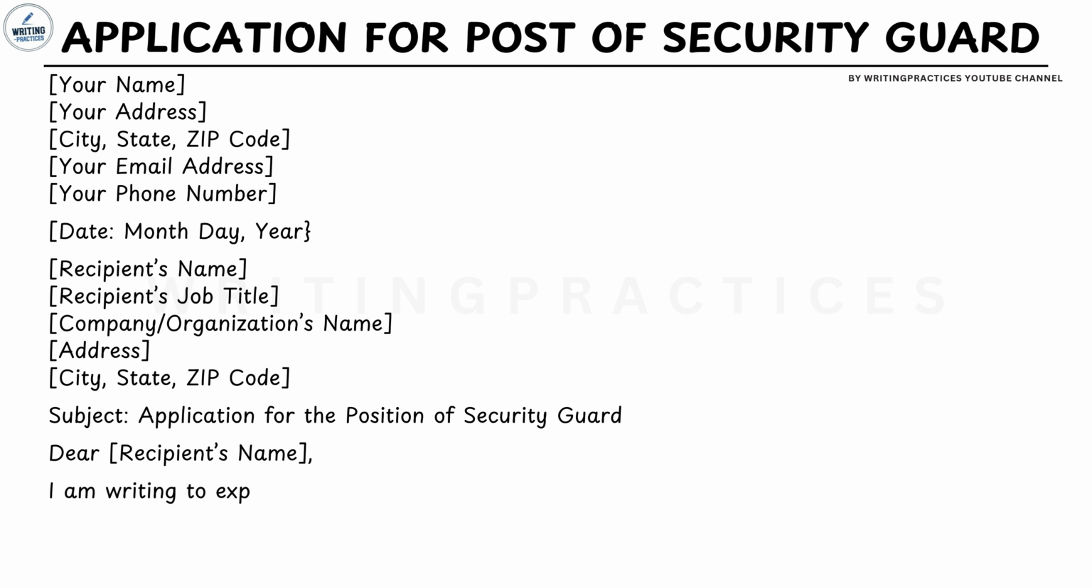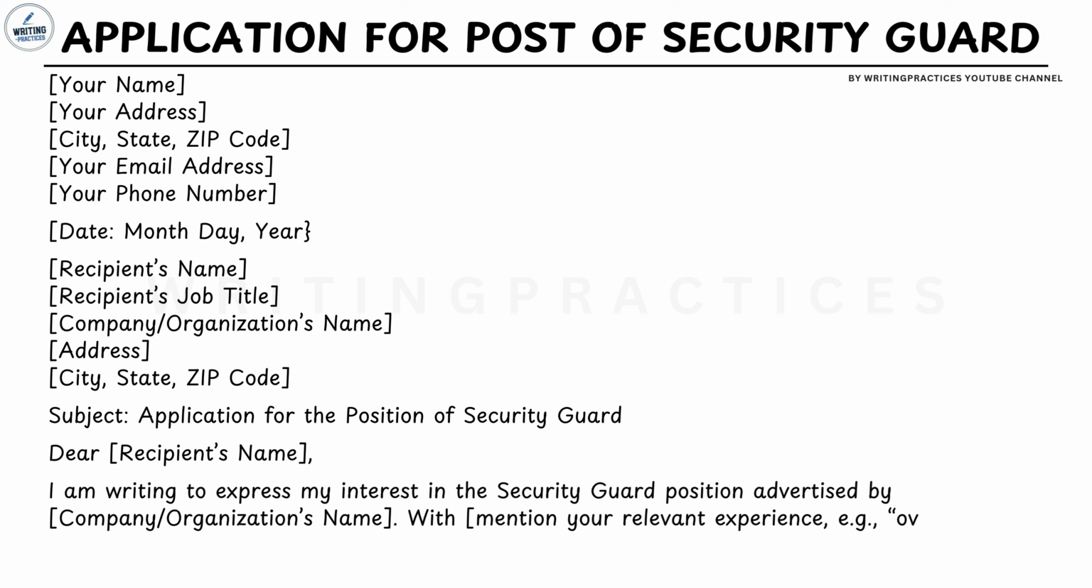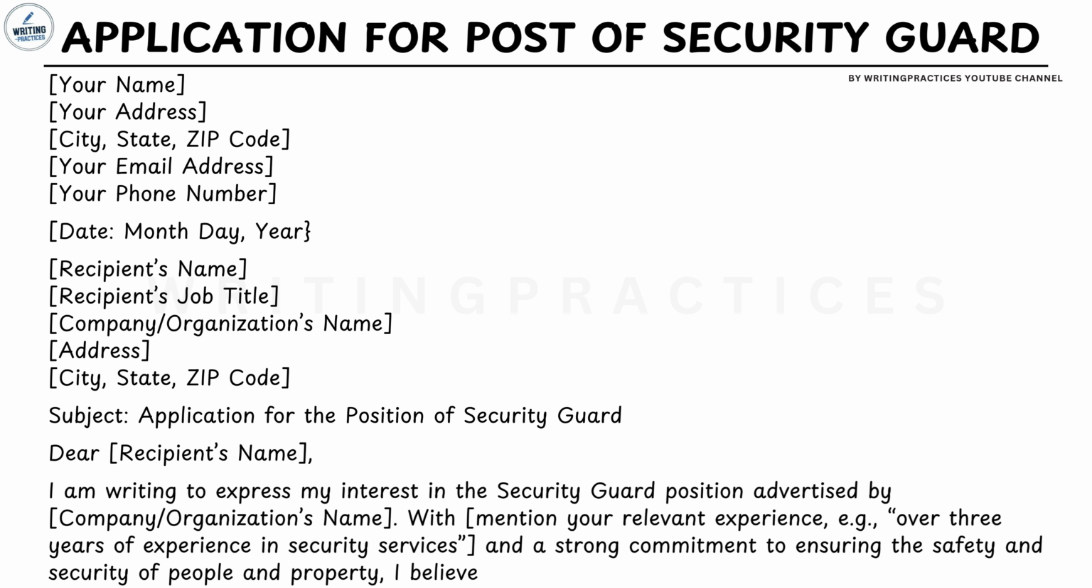Opening paragraph. The opening paragraph introduces your interest in the position and briefly highlights your qualifications. For example, I am writing to express my interest in the security guard position, advertised by company or organization's name. Mention your relevant experience, such as over 3 years of experience in security services and a strong commitment to ensuring the safety and security of people and property, I believe I am well suited for this role. This is your chance to grab the employer's attention by showing enthusiasm and alignment with the role.